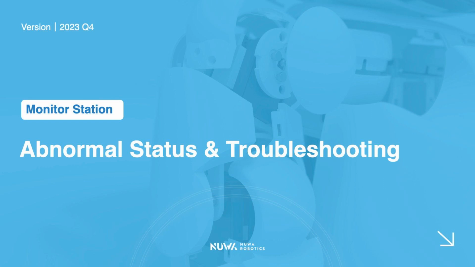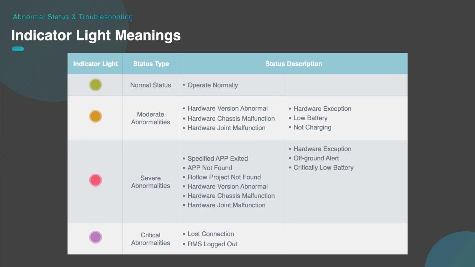Finally, we will explain abnormal status and troubleshooting. The monitoring station uses 4 colors of indicator lights to represent different statuses. Green indicates normal status, brown indicates moderate abnormalities, including hardware version abnormal, hardware chassis malfunction, hardware joint malfunction, hardware exception, low battery, or not charging.